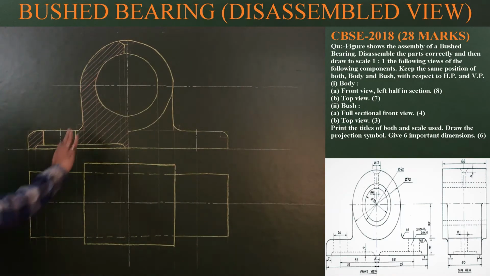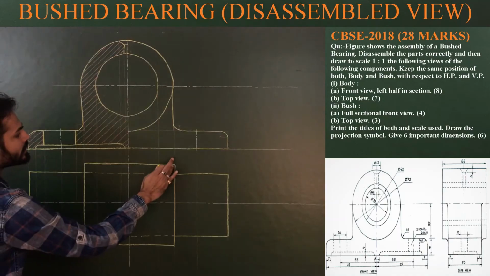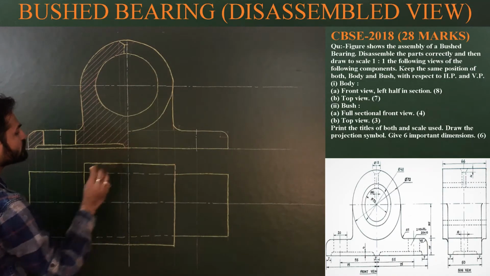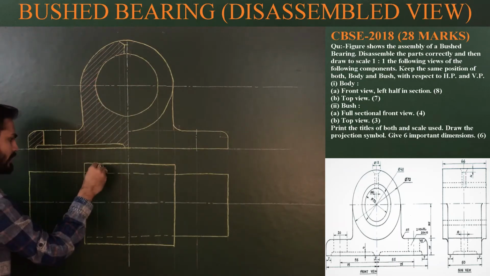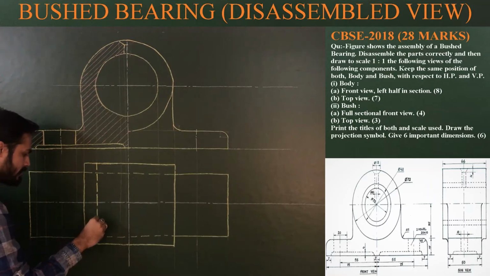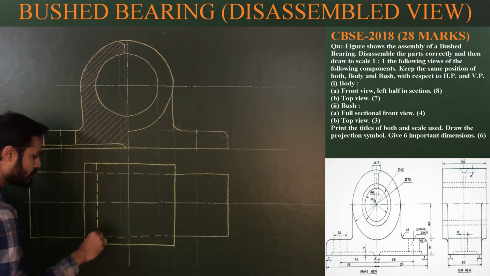Next, internal dia of the bush. For internal dia, the lines are hidden lines, so use these limits and draw hidden lines throughout its length like this.